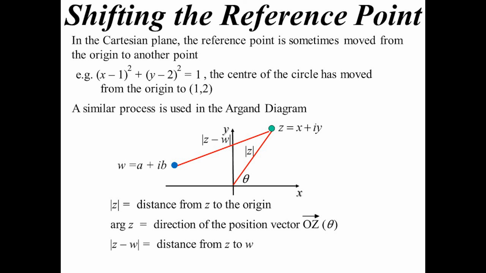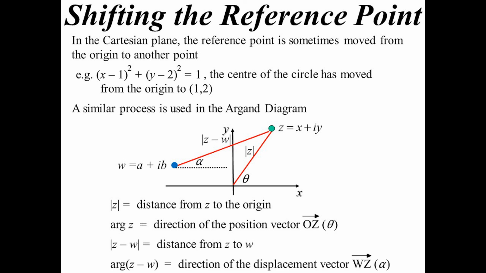So if w is a plus ib, that vector there, the length would be the modulus of z minus w, because that vector represents head minus tail, z minus w. And the angle is still the angle it makes with the horizontal, just like we saw with vectors as well.